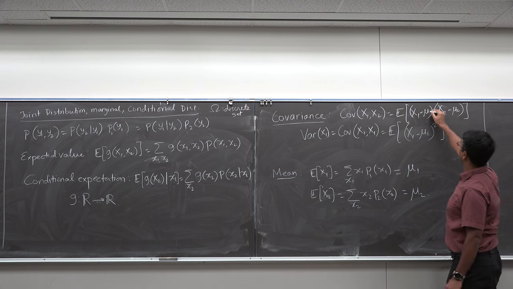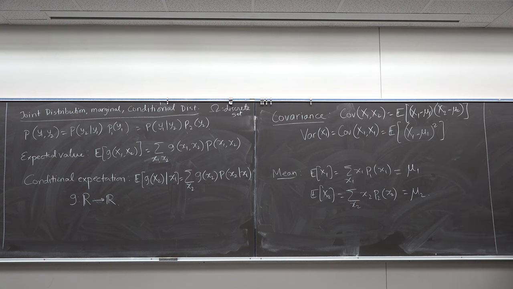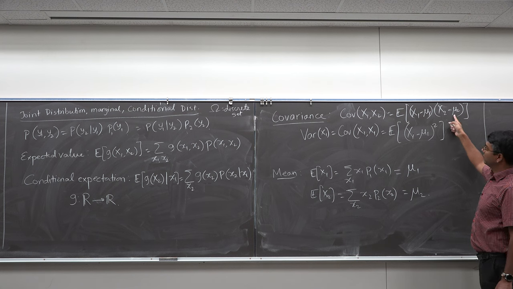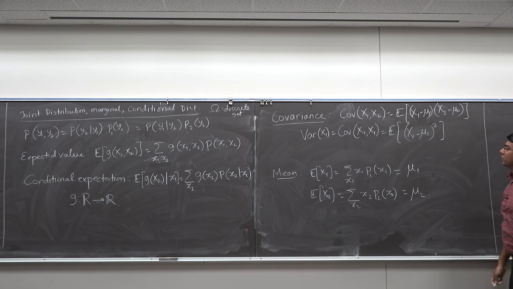Yeah, mu1 is correct. Thank you. So x1 minus mu1, x2 minus mu2 here, and here you have x1 minus mu1 square. Okay.